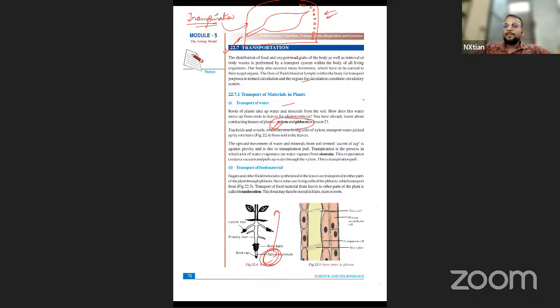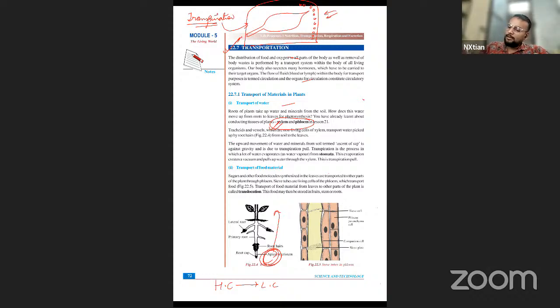This is called what? It is called transpiration. Understood, guys? No, you didn't understand anything. So transpiration is basically a loss of water. Transpiration is what? A loss of water from the leaf through the stomata. This is transpiration. Now, because in transpiration there's a loss of water, we know that water always travels from high concentration to low concentration.